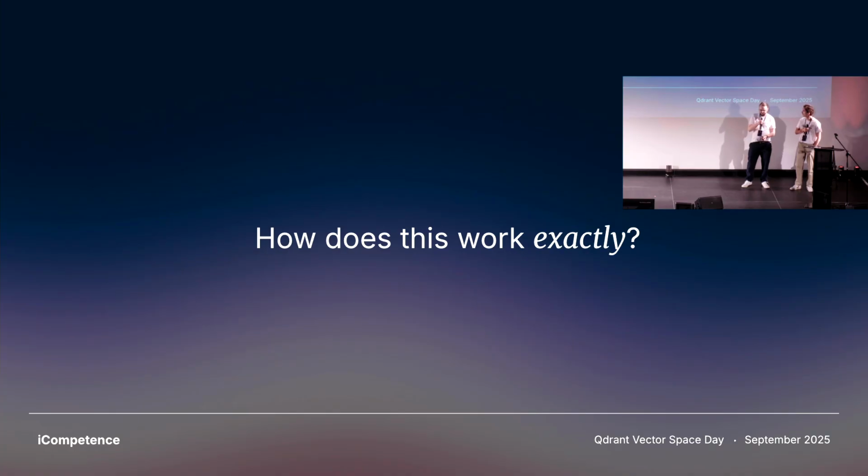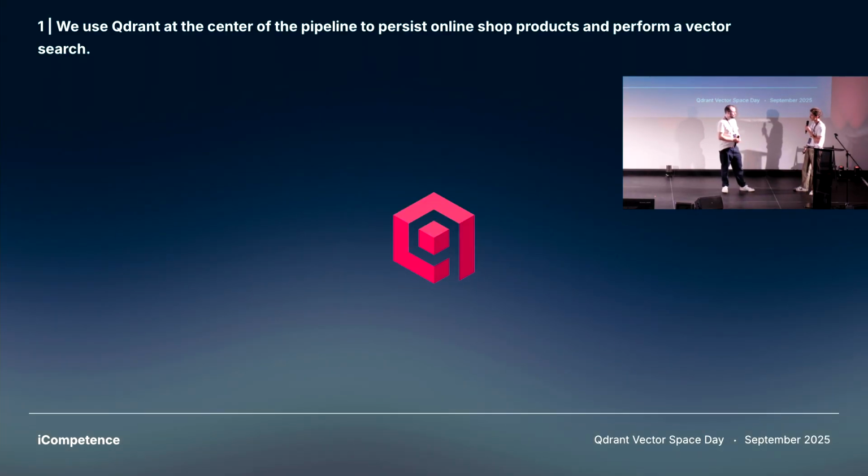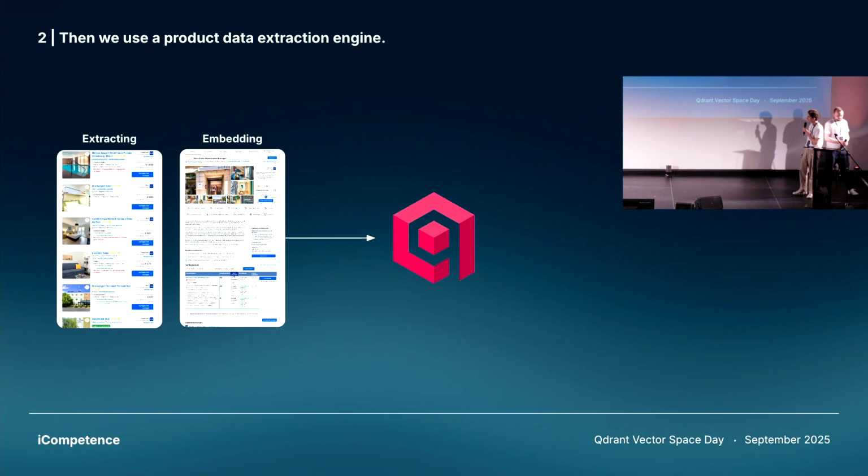Yeah, but how does this work exactly, Lionel? Please show us. Thank you. So yeah, at the center of our pipeline, we put Qdrant to firstly persist product data and make it semantically searchable. In the first place, we developed a product extraction engine that identifies all the product detail pages on a website, extracts all the images, embeds them and stores them in one dedicated image Qdrant collection. We are also extracting the product data and saving it in a separate collection.